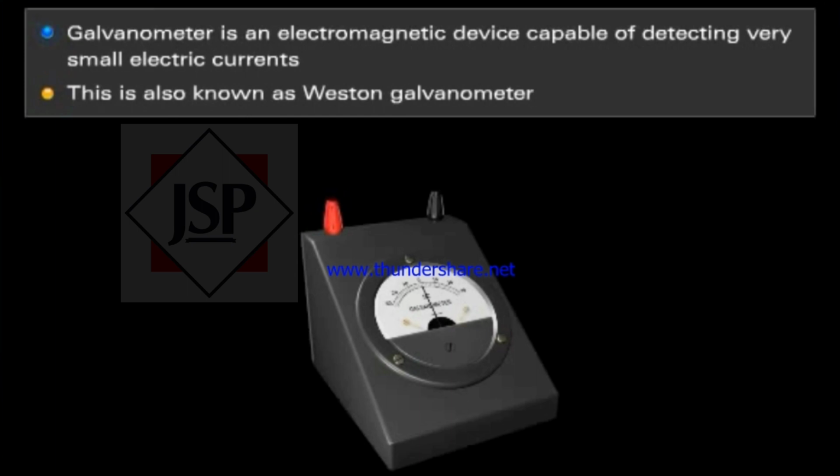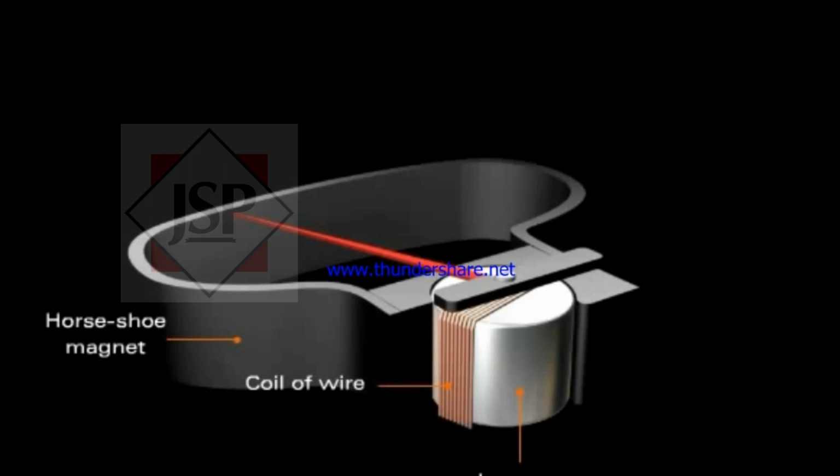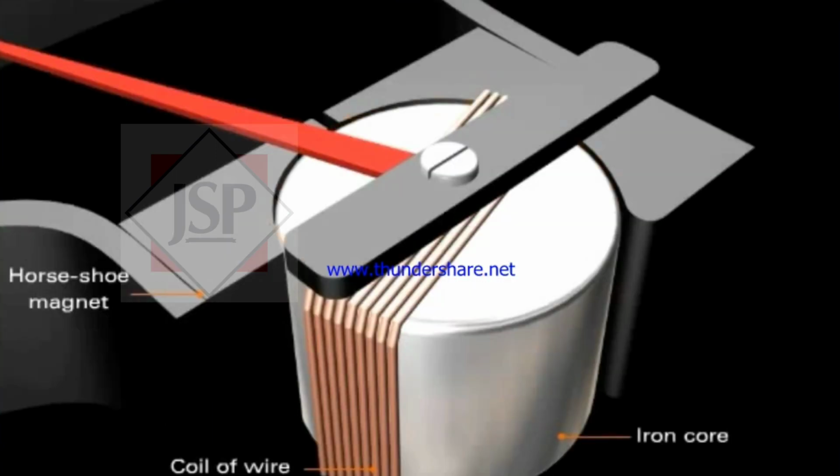Galvanometer is an electromagnetic device capable of detecting very small electric currents. This is also known as Weston galvanometer. Click on the bakelite top of the galvanometer to view the parts. The basic design of a moving coil galvanometer is shown here. It consists of a coil of wire wound on an iron core. The coil is pivoted between the poles of a horseshoe magnet. Observe that the poles of the magnet are concave.